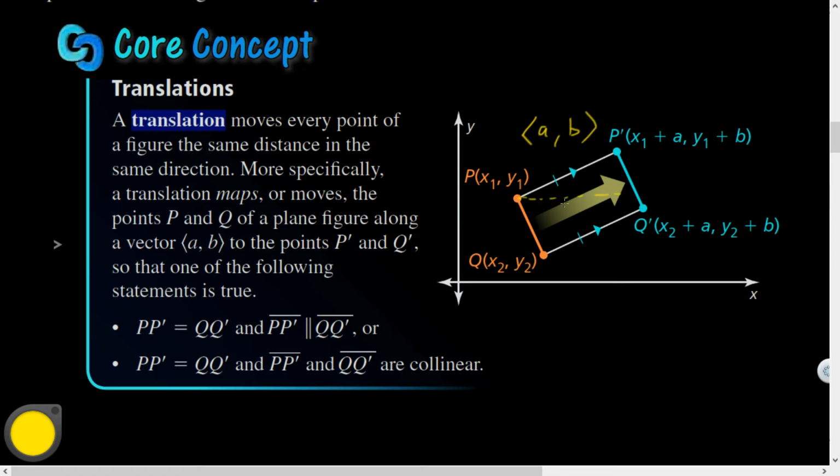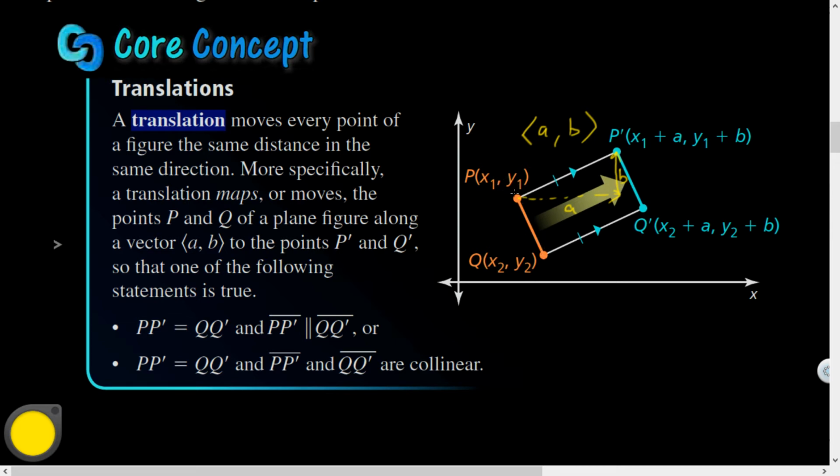So if it's moving by vector AB, notice that vector AB, all of these points are being mapped A units to the right and B units up, like so, which can also be found by taking the pre-image coordinates and adding A to the X coordinate and B to the Y coordinate, and that's how you can find those values. All right, so my image, the P prime, will be just adding the vector's horizontal and vertical components to the horizontal and vertical coordinates of my original point.